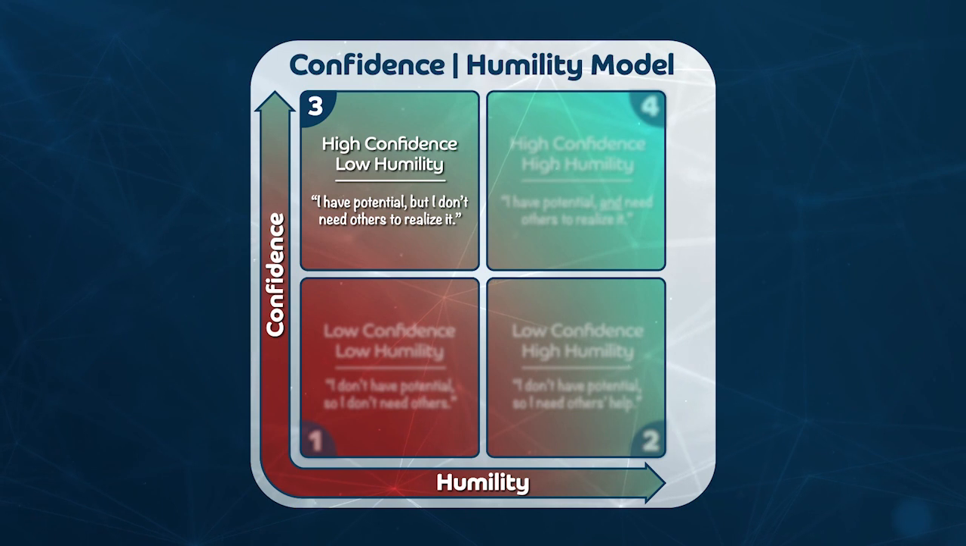Quadrant 3, high confidence and low humility. This person tends to believe they are on the green side of the focus spectrum, high confidence, but lacks the humility to learn and grow from others. Improving humility will aid this person in becoming a better leader.